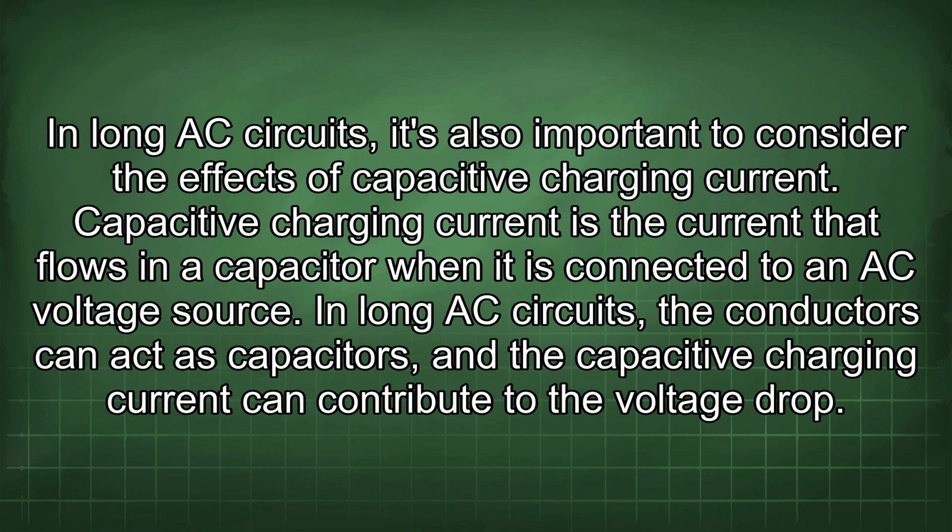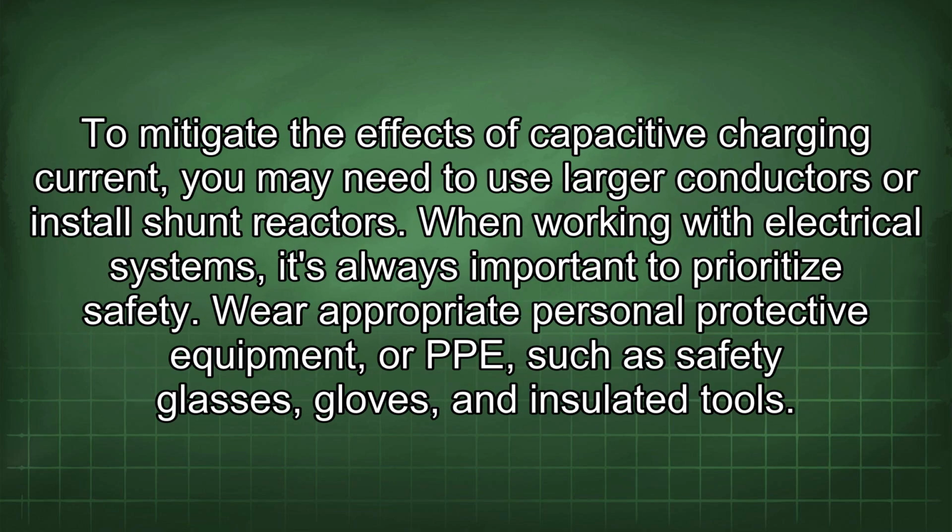It's also important to consider the effects of capacitive charging current. Capacitive charging current is the current that flows in a capacitor when it is connected to an AC voltage source. In long AC circuits, the conductors can act as capacitors, and the capacitive charging current can contribute to the voltage drop. To mitigate the effects of capacitive charging current, you may need to use larger conductors or install shunt reactors.